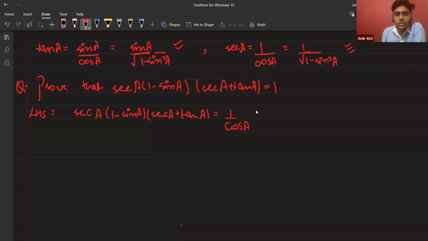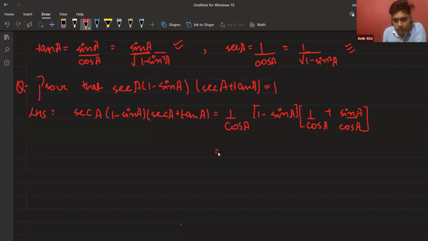We can write sec A times (1 minus sin A) times (sec A plus tan A). Sec A can be written as 1 by cos A, yes or no? Yes, sir. So 1 by cos A into (1 minus sin A), times (1 by cos A plus sin A by cos A).